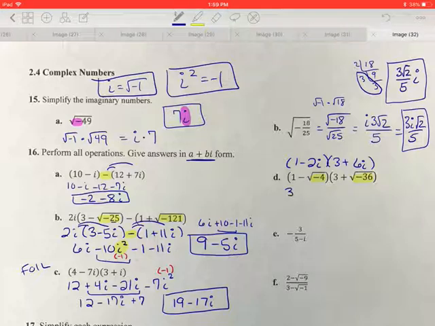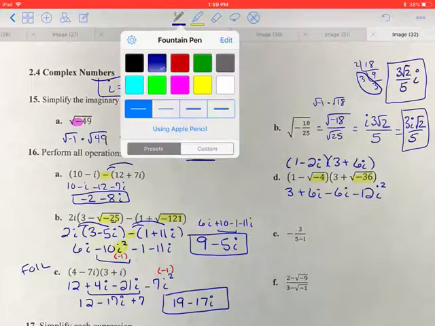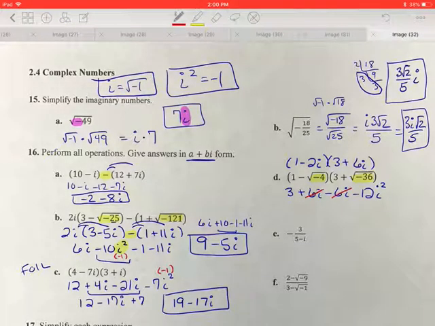So now when I FOIL, I get 3 plus 6i minus 6i minus 12i squared. So we got a couple of things going on here. Our middle terms canceled, and then our i squared becomes a negative 1. So that's going to give me 3 plus negative 12 times negative 1 is a positive 12. So in this case, my i's dropped out, and I just ended up with a whole number answer of 15.